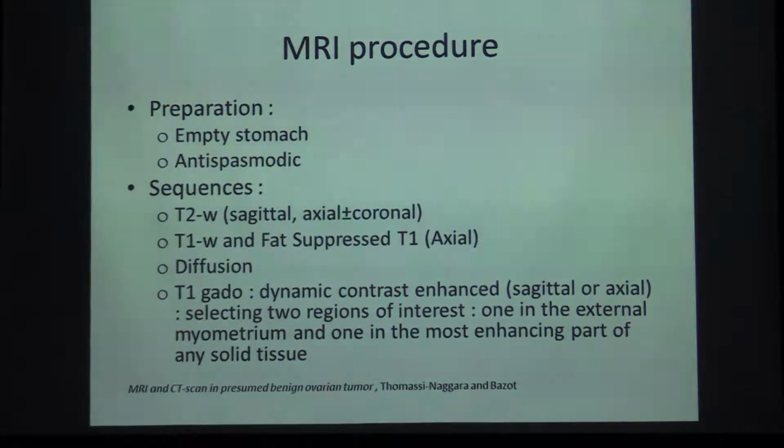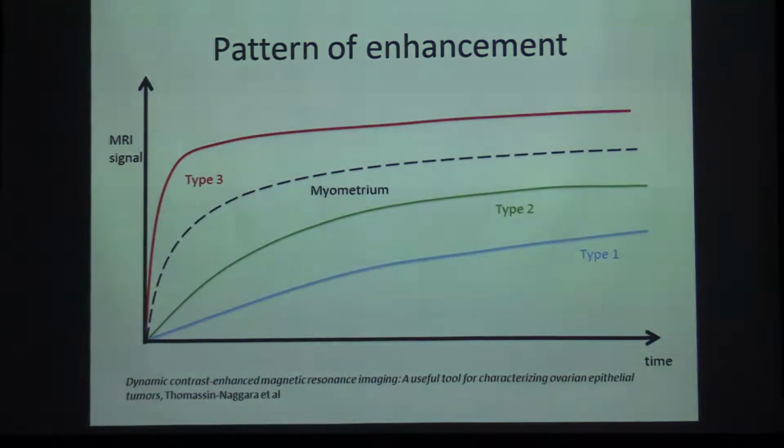And T1 GADO, dynamic contrast enhanced, sagittal or axial. We select 2 regions of interest, one in the external myometrium and one in the most enhancing part of any solid tissue. Here are the 3 patterns of enhancement. A gradual increase is defined as curve type 1. A moderate initial rise with a shoulder is defined as curve type 2, and an initial rise steeper than that of myometrium is defined as curve type 3.